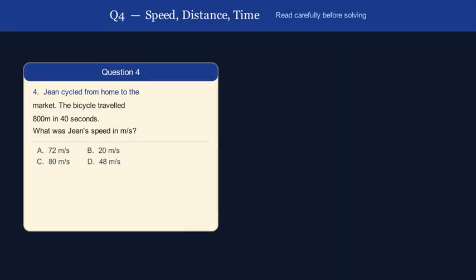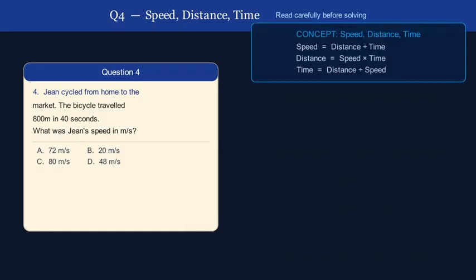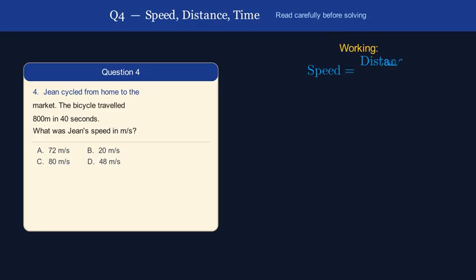Question number 4. Jane cycled from home to the market. The bicycle traveled 800 meters in 40 seconds. What was Jane's speed in meters per second? So speed is equal to distance over time, which is 800 divided by 40 to get 20 meters per second.